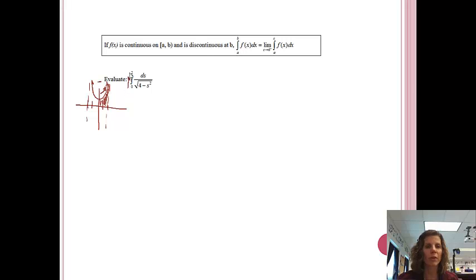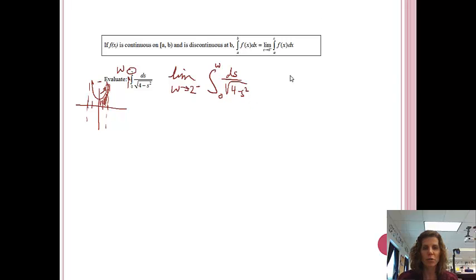So what we're going to do is replace our discontinuity, our 2, with a letter. So we'll be finding the limit as w approaches 2 from the left side, and then our integral will be ds over the square root of 4 minus s squared. This will go from 0 to w. Alright, so now we'll just go ahead and evaluate this integral.